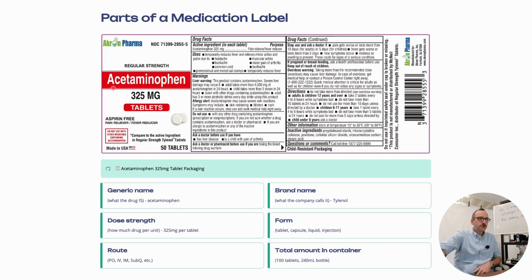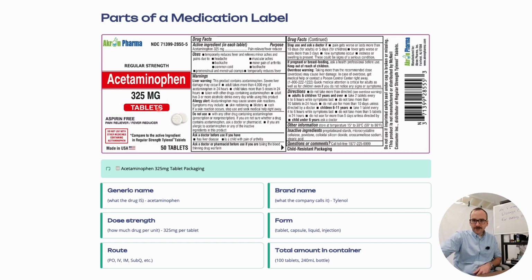Next up, we need to know our dose strength. That's how much is in each unit of measure here. So for this Tylenol, that's 325 milligrams. So each tablet has 325 milligrams. What form is it?